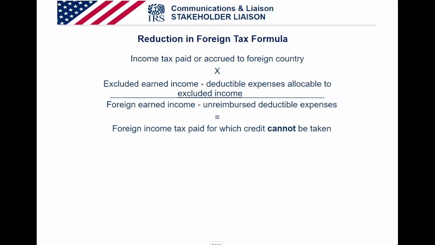Here's the formula used to compute taxes that are allocable to the excluded income. The numerator of our fraction is excluded earned income minus deductible expenses allocable to excluded income. And the denominator is foreign earned income minus unreimbursed deductible expenses. Then, as we mentioned earlier, we take the fraction, multiply it by the income taxes paid or accrued to the foreign country, and we get the amount of foreign income tax paid that cannot be used as a credit.